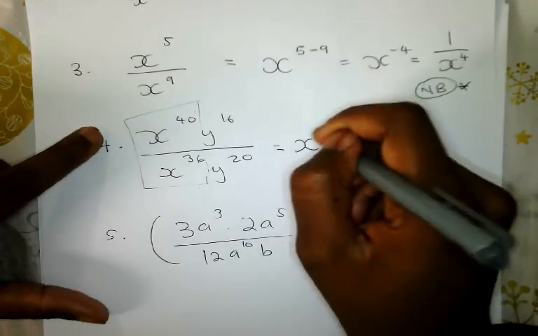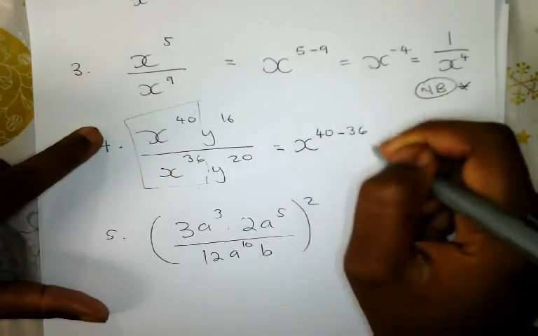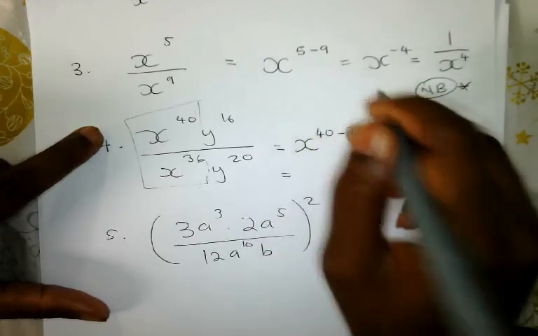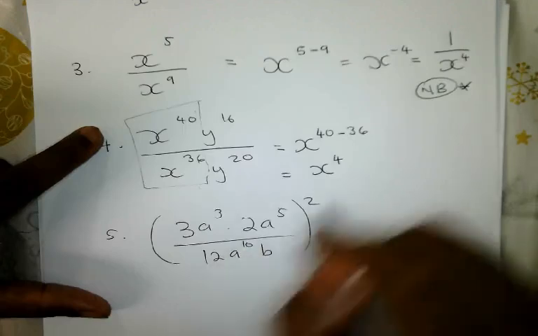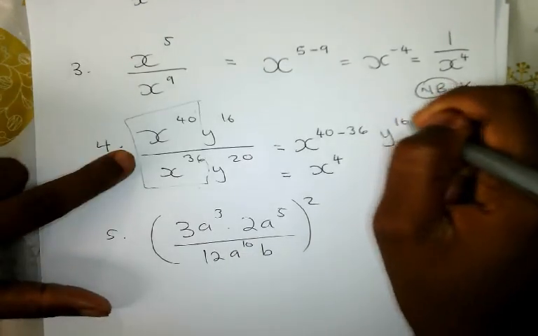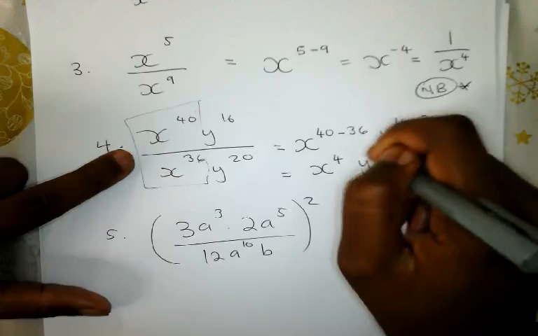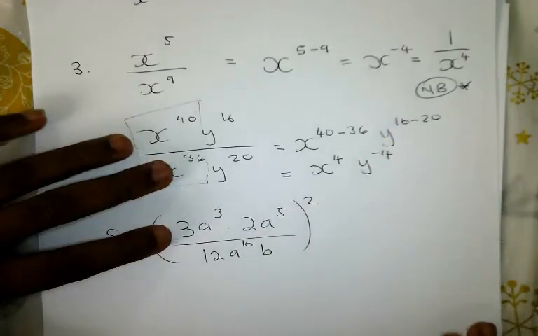So I have 40 minus 36. If you're not sure, use a calculator. You're going to get 4. And then this one is 16 minus 20. The answer is a negative 4. Do you all agree? It's a negative 4.